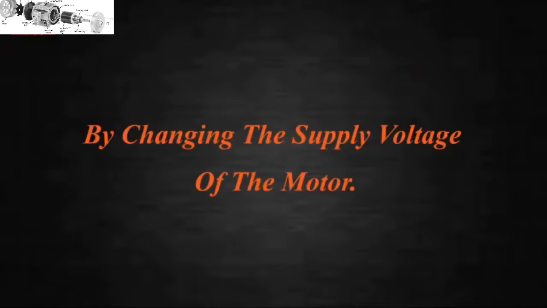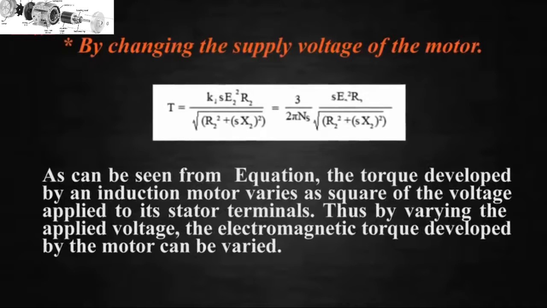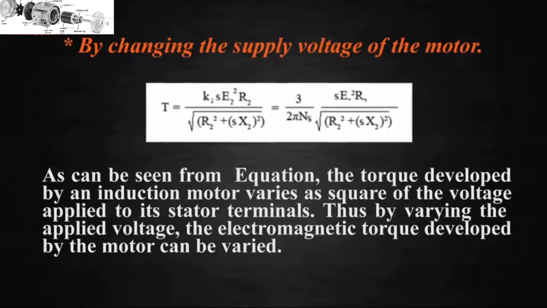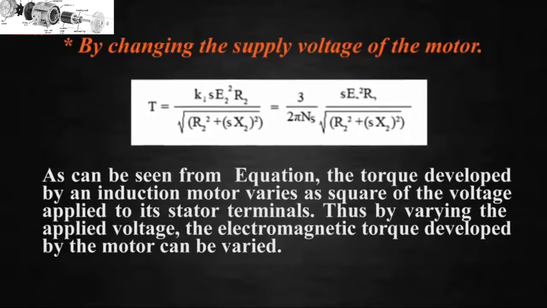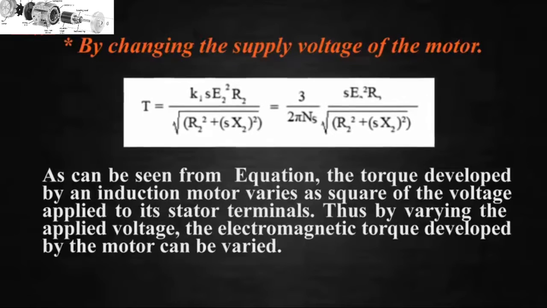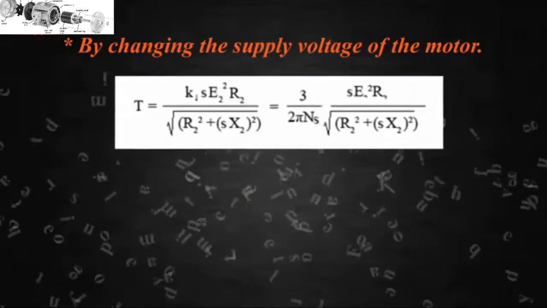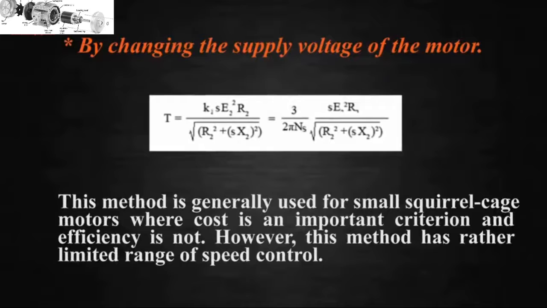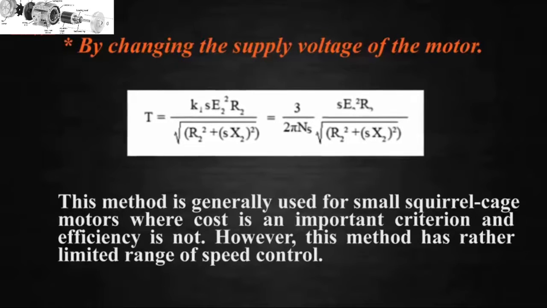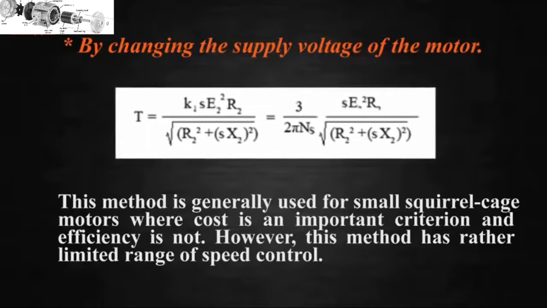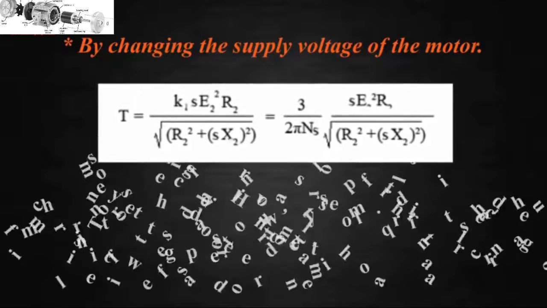By changing the supply voltage of the motor, as can be seen from the equation, the torque developed by an induction motor varies as the square of the voltage applied to its stator terminals. Thus, by varying the applied voltage, the electromagnetic torque developed by the motor can be varied. This method is generally used for small squirrel cage motors, where cost is an important criterion and efficiency is not. However, this method has a rather limited range of speed control.